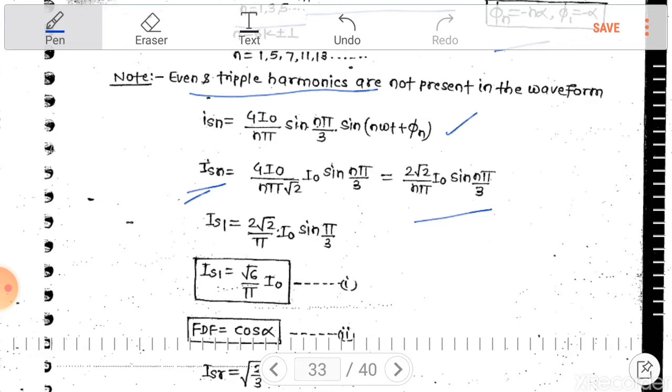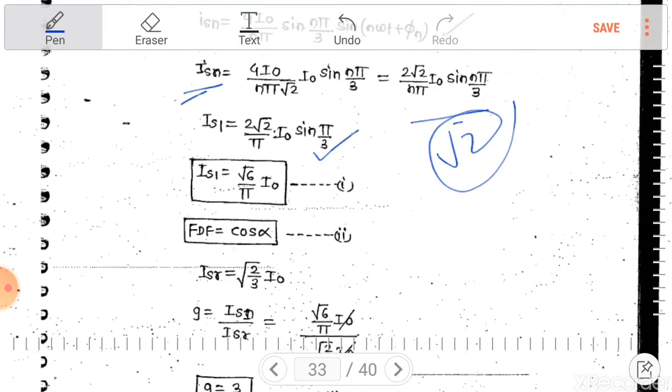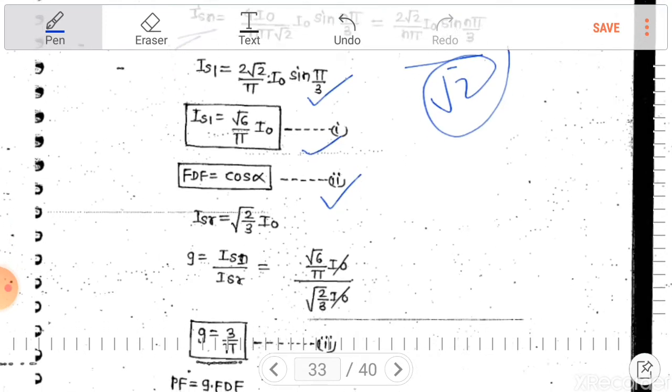Here we have divided by root 2. So it is 2 root 2 by n pi I naught sin n pi by 3. This is the RMS value. Fundamental RMS is like this for n equal to 1. We can generalize this by putting the sine pi by 3 value. It is root 6 by pi I naught. Fundamental displacement factor is cos of alpha.